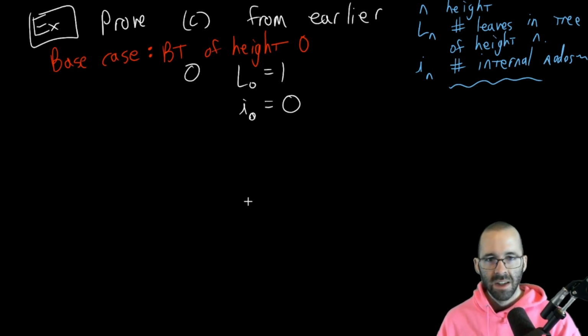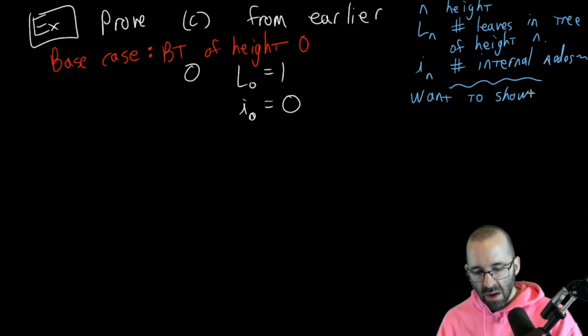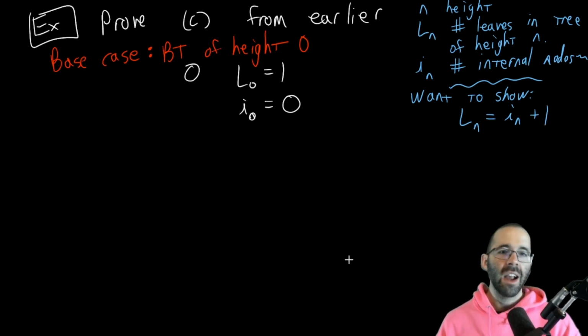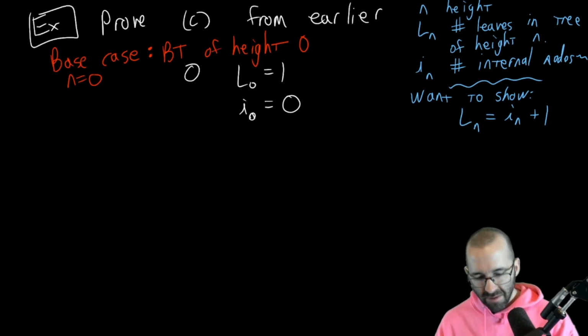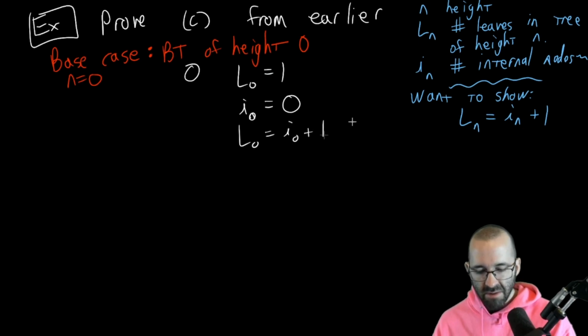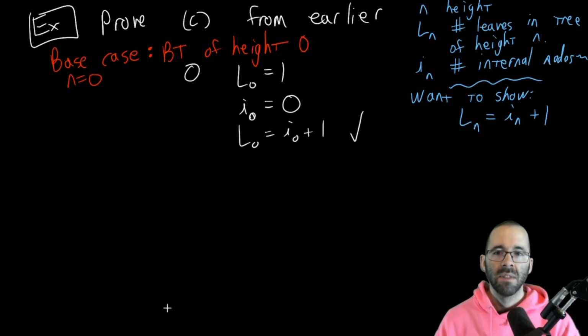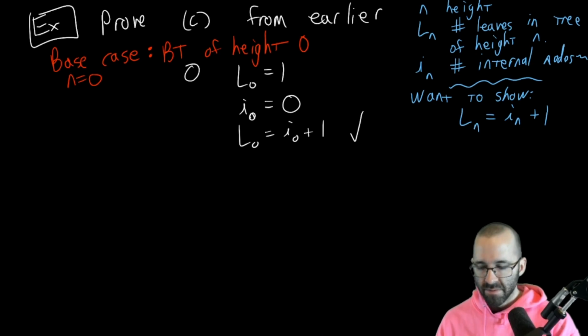So, what did we want to show? We wanted to show that the number of leaves is one more than the internal nodes. We wanted to show this for any n. We're starting with the base case, which is n equals 0. Did we show it? Yeah. Heck yes, we did. L0 is I0 plus 1. Check. Base case is shown.